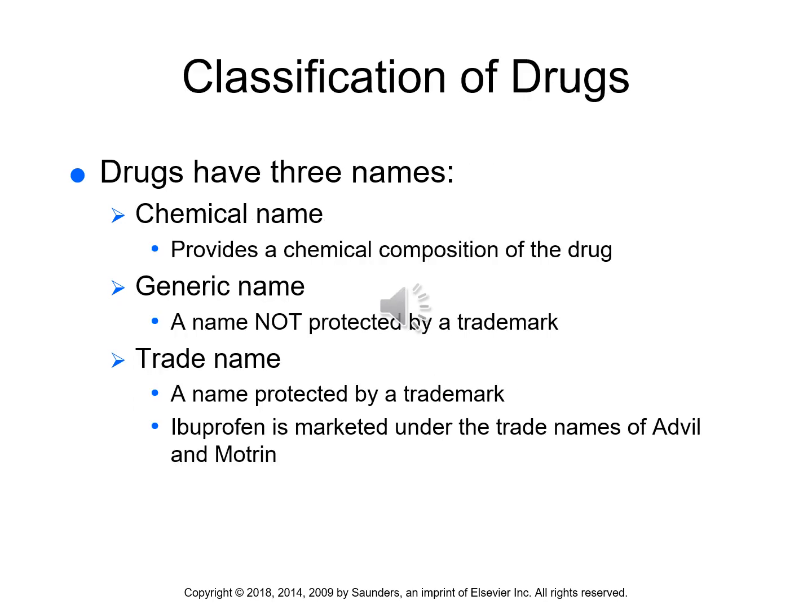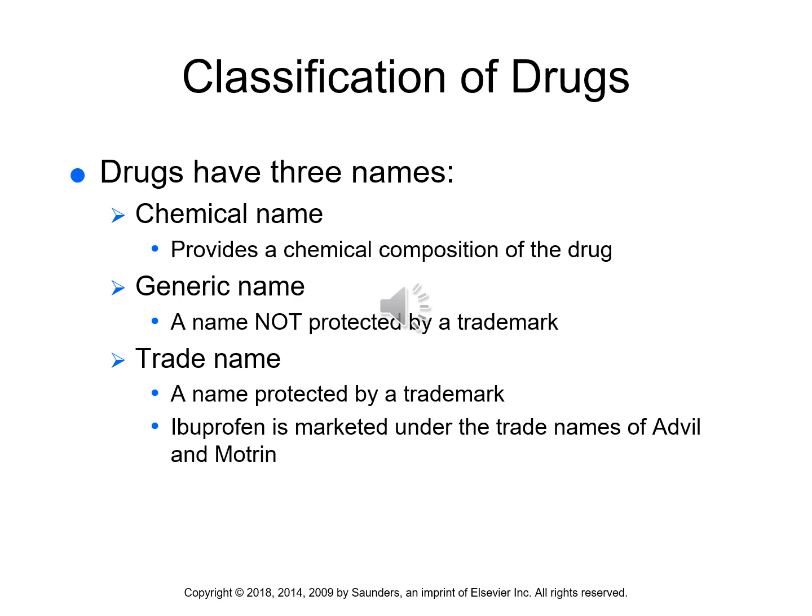So drugs typically have 3 names: their chemical name, their generic name, and their trade name. Typically nurses don't use the chemical name. However, you should know the generic name and the trade name of various drugs. The trade name is protected by a trademark, and the generic name is not protected by a trademark.